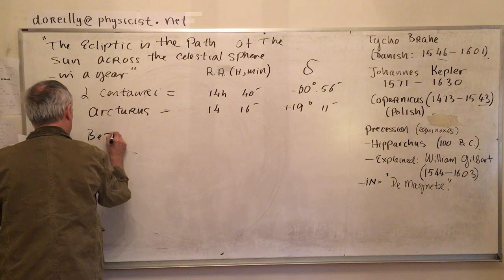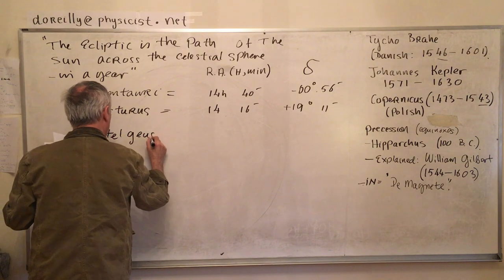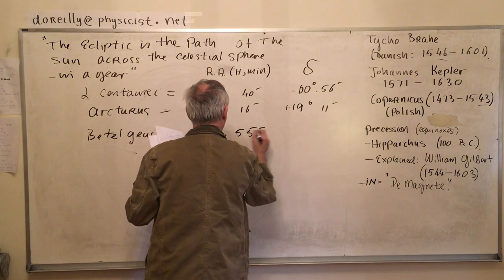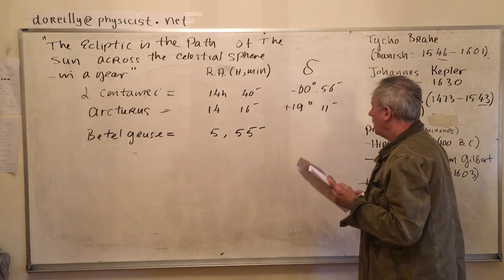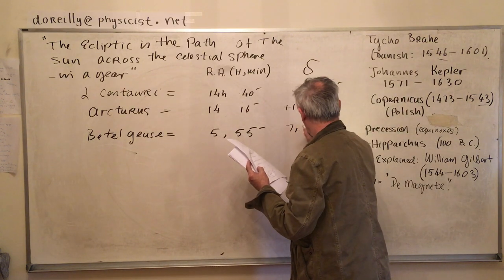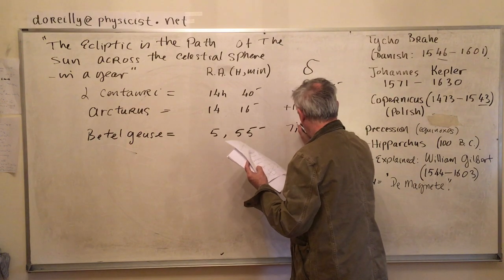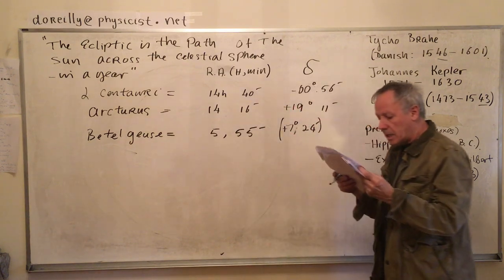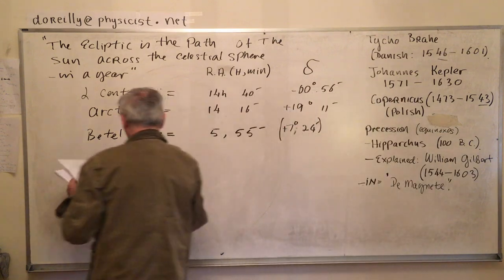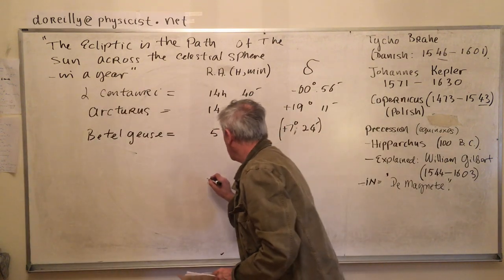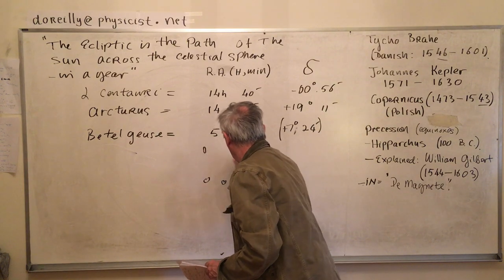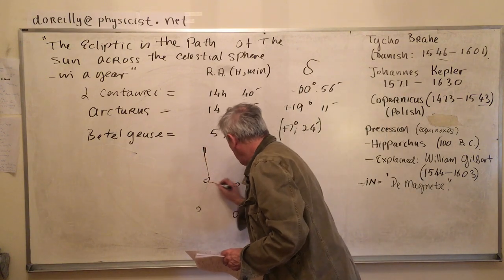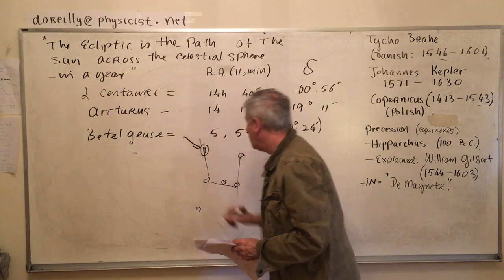Betelgeuse. Degrees 24 minutes is its declination, I think. To find Betelgeuse, you go and find Orion. Orion is a constellation that has this shape, you know. There's its belt. Betelgeuse is that star there, okay?